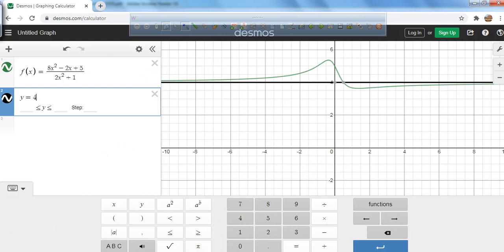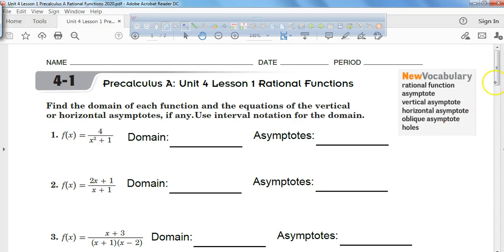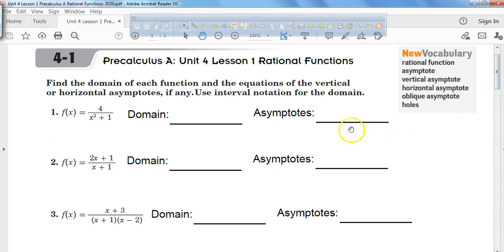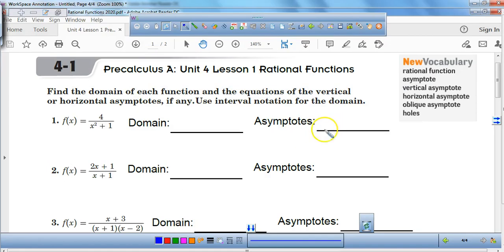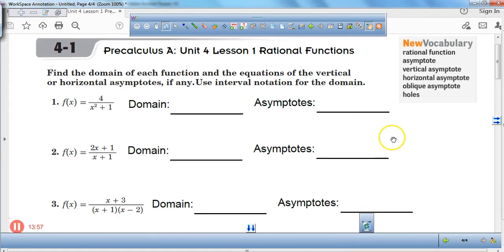All right, now that we have some ideas of what we're looking for, what we're going to do is we're going to go over these first 3 problems. Okay, it says find the domain of each function and the equations of the vertical or horizontal asymptotes, if any, and use interval notation for the domain. Now, first thing we're going to do is we're going to find the asymptotes, because the asymptotes control what our domain is.